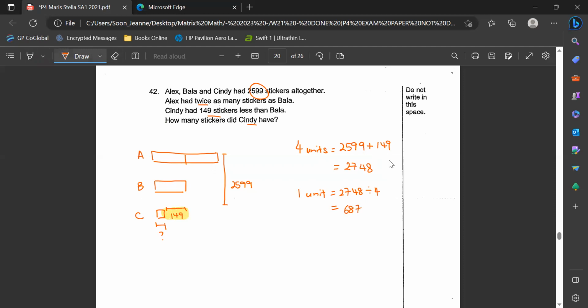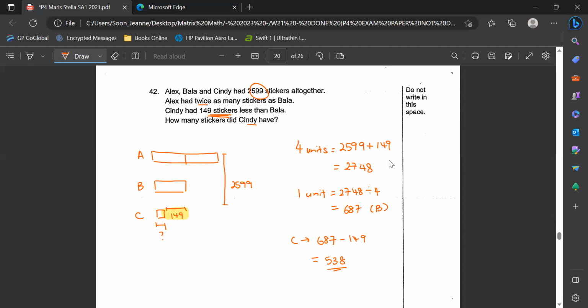But the question is asking me for Cindy. 1 unit is Bala. But don't forget, Cindy has 149 stickers less than Bala. So for Cindy, you have to take 687 minus 149. Your answer is 538 stickers.